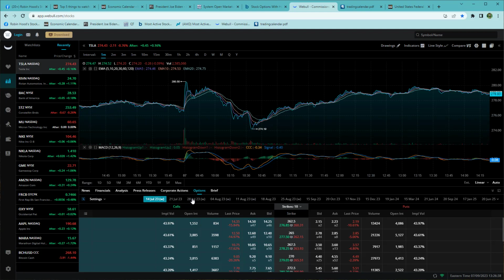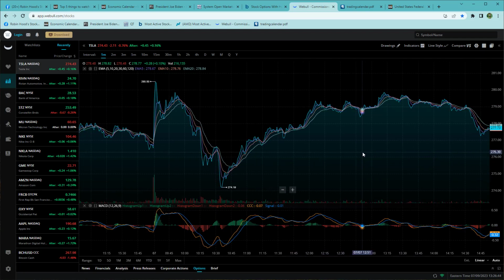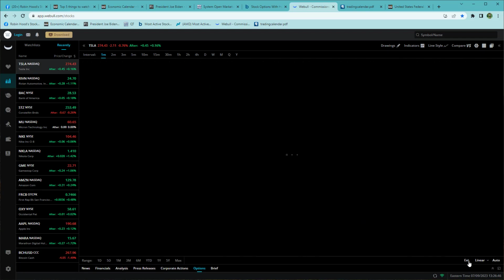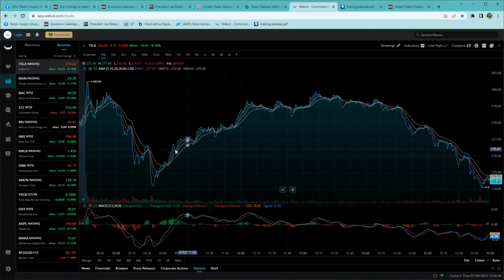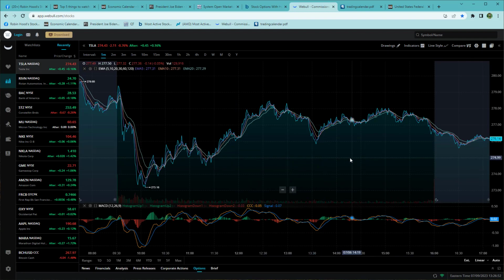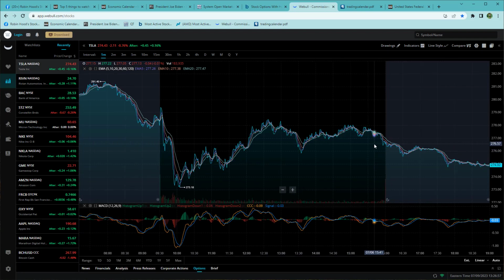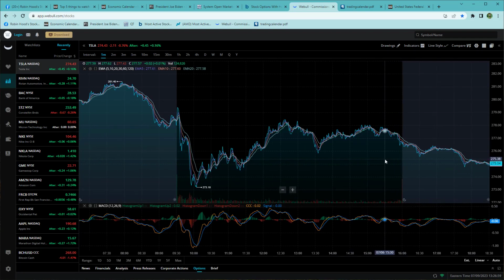So the MACD, let me try to configure my screen here for you. Let me make sure my extended hours is on. There we go. So this is Tesla's stock. Are you more of a short-term investor, or long-term, or are you day trading, swing trading? What type of investing do you prefer? I actually prefer day trading. Day trading. Okay.